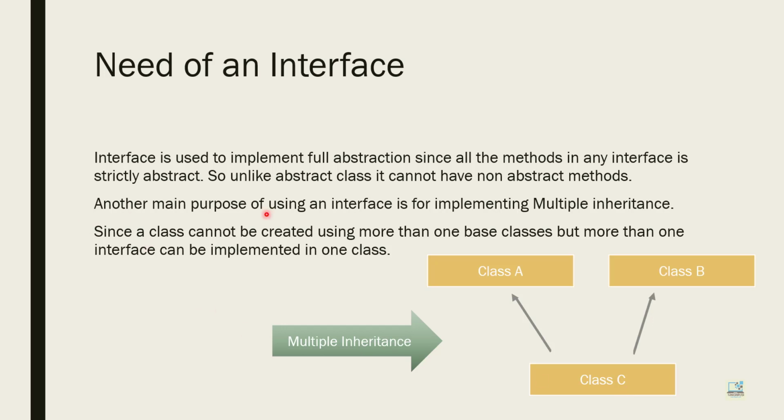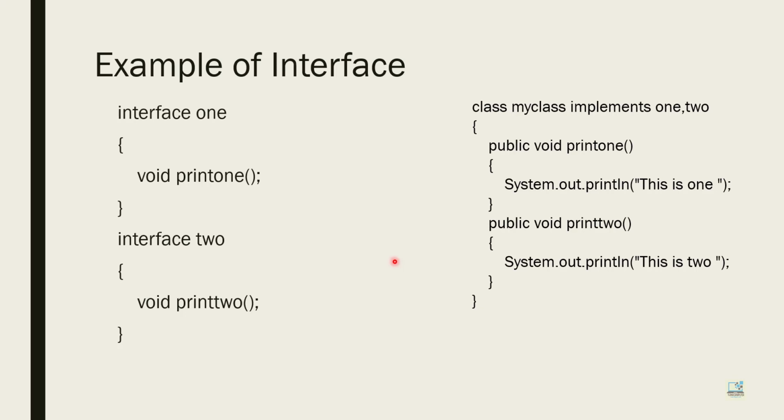So another main purpose of using an interface is for implementing multiple inheritance. Now why am I telling you this? Because the extends keyword that we use in normal inheritance programming cannot be used to include more than one class name. That means you cannot implement multiple inheritance using the extends keyword. That is not allowed. For that we have the interface. Since a class cannot be created using more than one base class, but more than one interface can be implemented in one class. Now we will see this example.